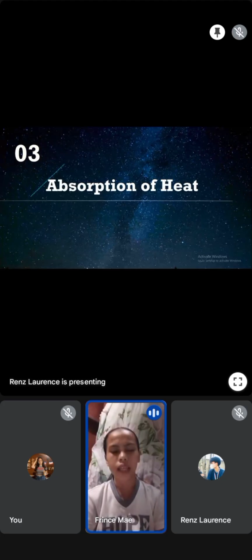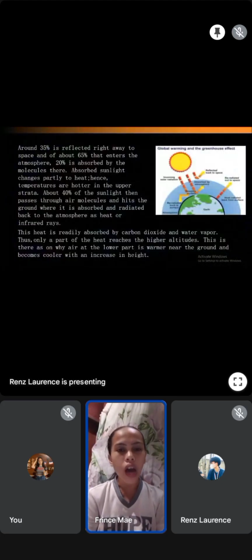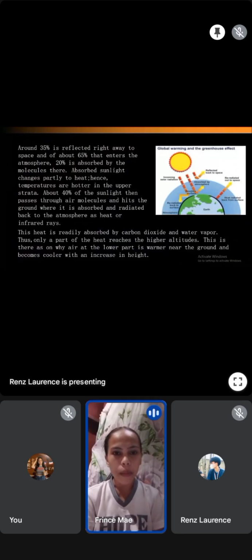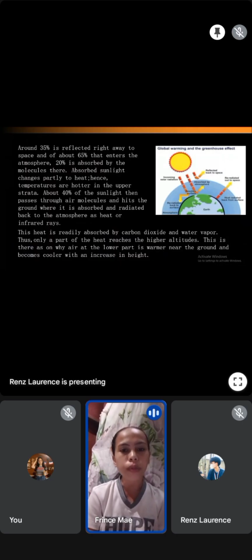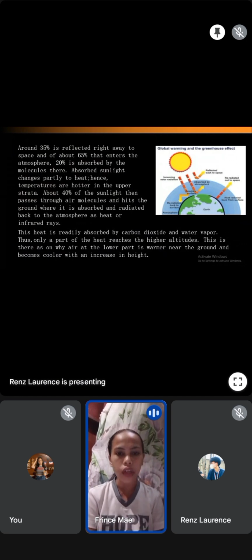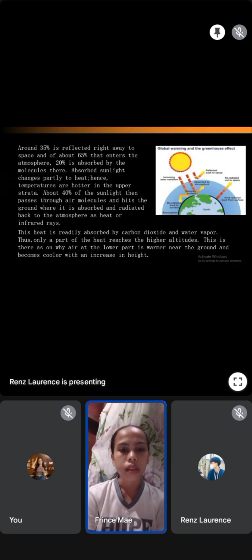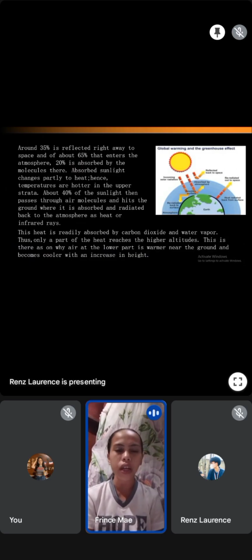Third is the absorption of heat. Around 35% of sunlight is reflected away to space, and about 65% enters the atmosphere, where 20% is absorbed by the molecules there. The absorbed sunlight is changed partly to heat, hence temperatures are hotter in the upper strata. About 40% of the sunlight then passes through the air molecules and hits the ground, where it is absorbed and radiated back to the atmosphere as heat or infrared waves.